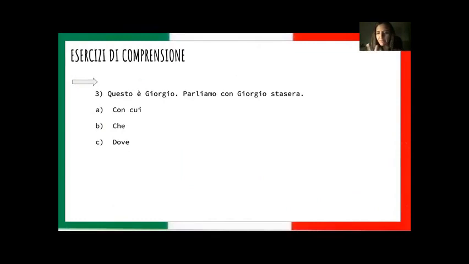Let's take a look at number 3. Numero 3. Questo è Giorgio. Parliamo con Giorgio stasera. Okay, very, very good. Let's see. A, B, o C? Okay, I see a lot of A's.